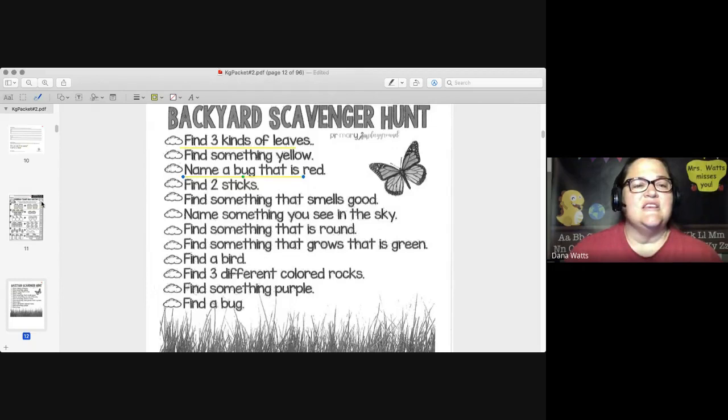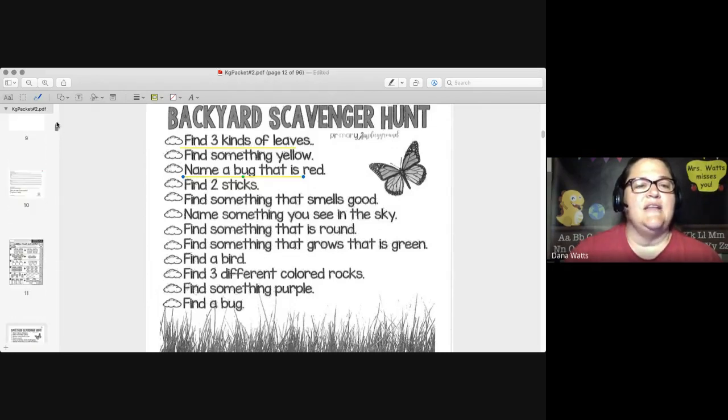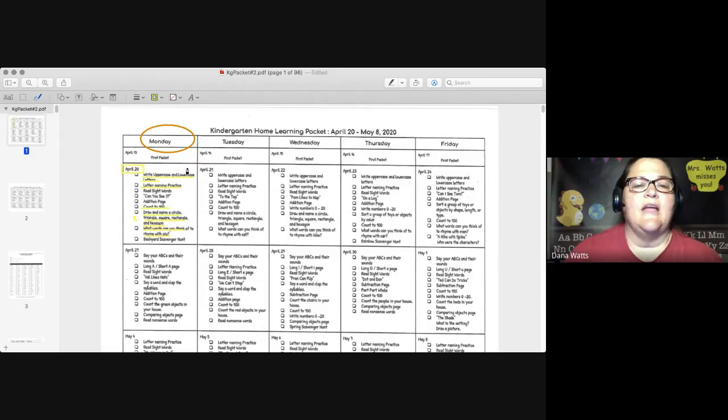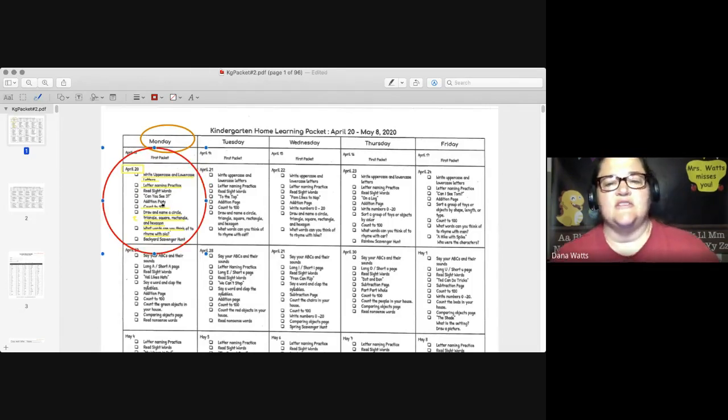Okay, so these are your instructions for the worksheets for Monday, April 20th. Let me circle that one more time in a different color so we can show that up on our calendar. And that's the calendar that's on the front of your packet.